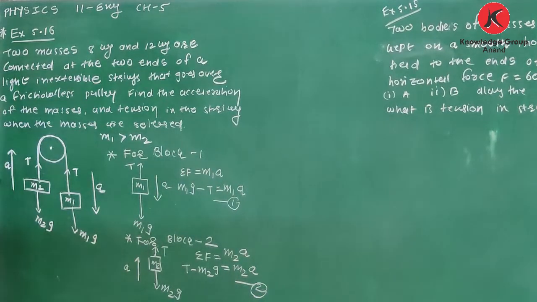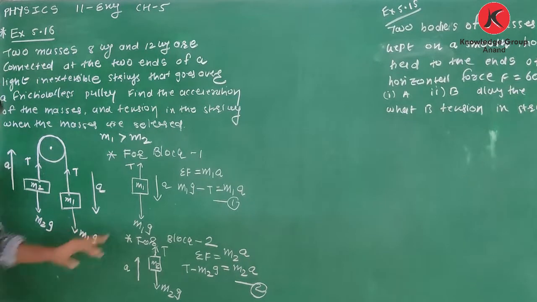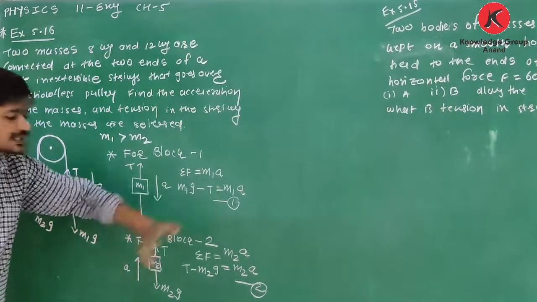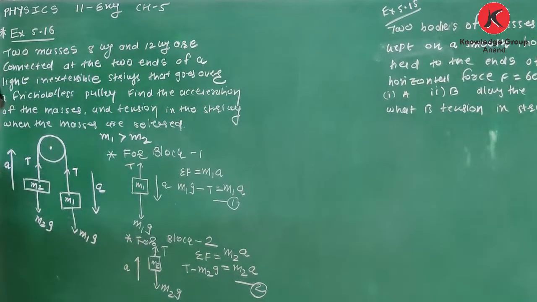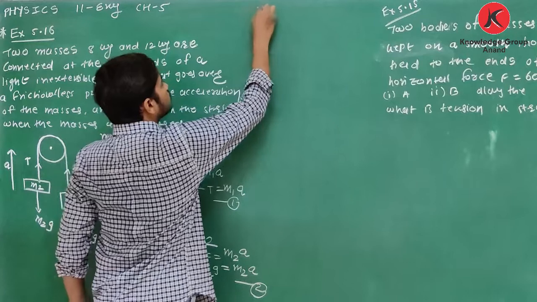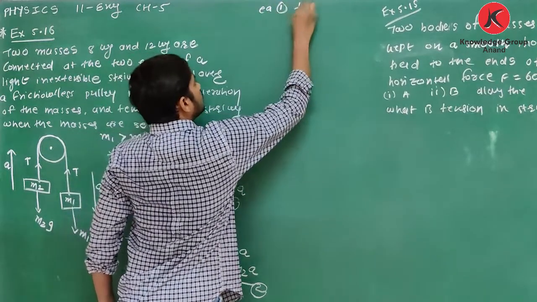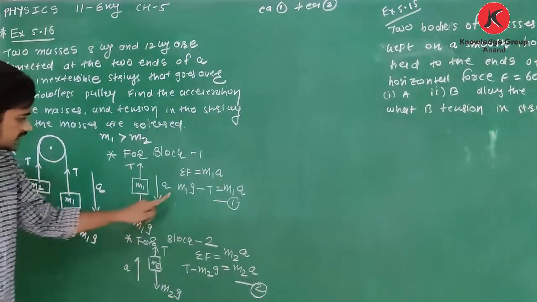What is the difference between these two equations? Do you understand? First equation: M1G minus T is equal to M1A. Second equation: T minus M2G is equal to M2A. Now add these two equations. Equation number 1 plus equation number 2. Say, left hand side.